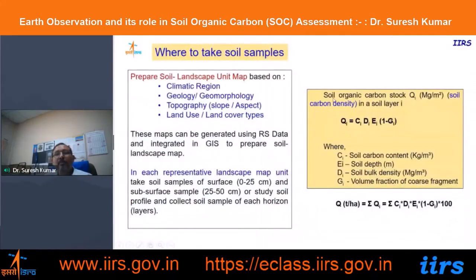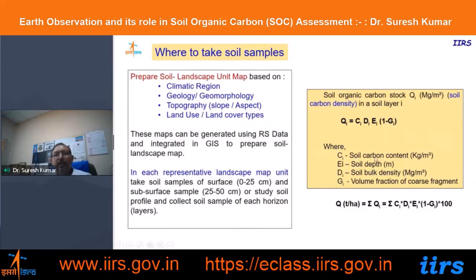Then we calculate the soil carbon stock. Soil carbon stock can be estimated. You see, the stock formula is this one. C is soil organic carbon content. D is bulk density of the soil. E is depth of the soil. And G is coarse fragments present in the soils. Coarse fragment means stones, gravels, pebbles, because those things do not have any carbon content. So coarse fragments you have to subtract from 1.